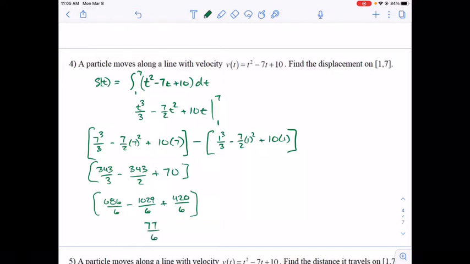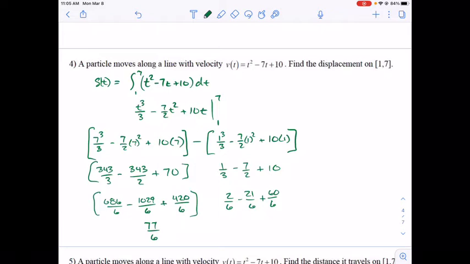Okay, so now let's do the right side. We get 1/3 here minus 7/2 plus 10. Now common denominator, which would be 6 again. That way everything's easy to add and subtract at the end. So that's going to give us 2 over 6. This will give us 21 over 6, and then 60 over 6.